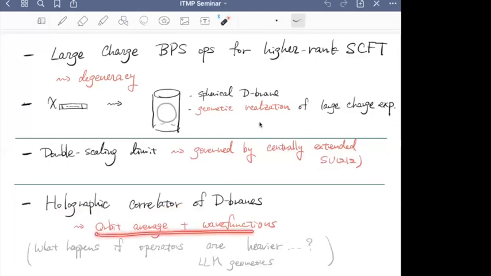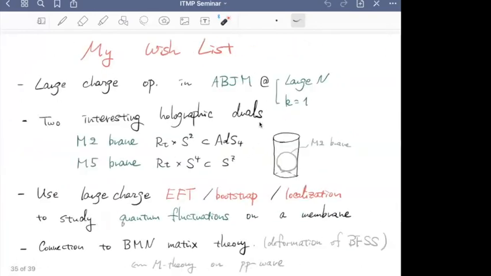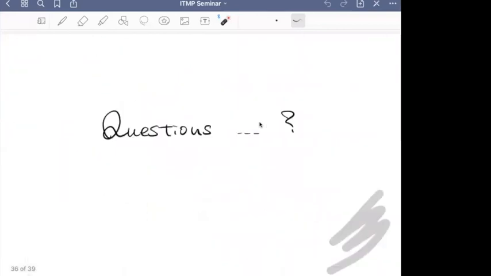The natural question after this analysis is: can we apply this idea to operators which are even heavier than D-branes? What happens if the operators are heavier? For example, what happens if the operators correspond to deformed geometry like LLM geometry? I can make some comments if somebody asks the question, but let me just end here. Thanks a lot.